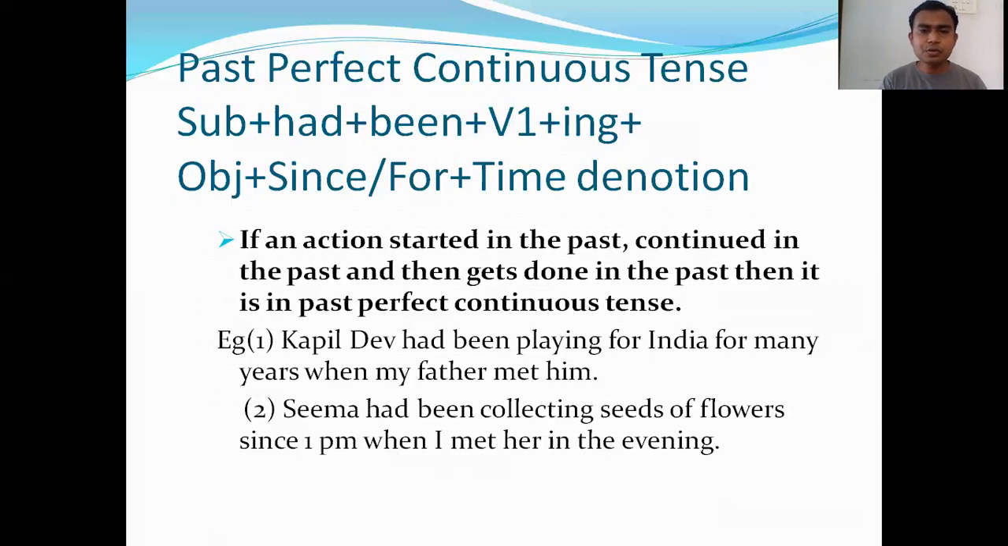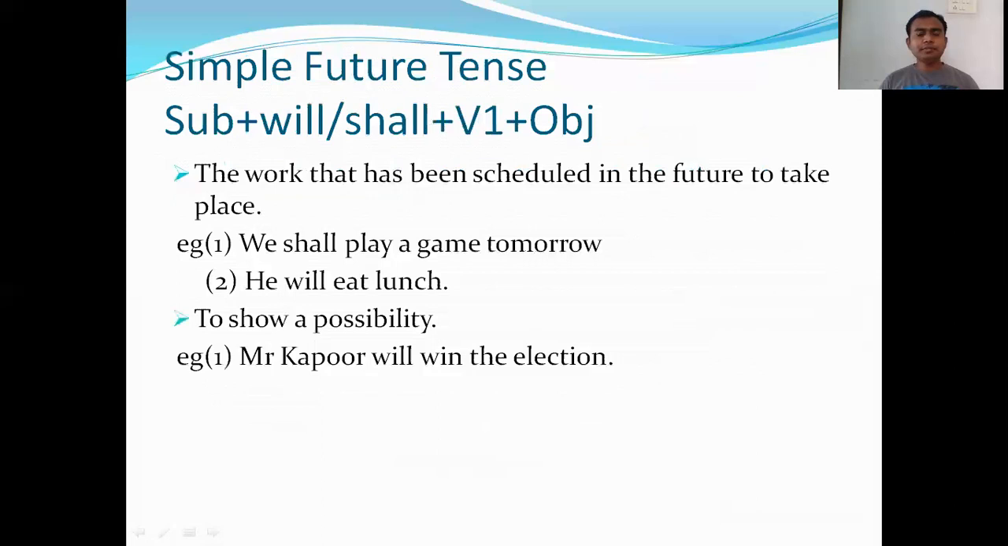So students, you must be noticing that here also we have used for and since. You can see here for, and you can also see here since. So for is used for many years, duration of time, and since is used with the starting point of time, 1 p.m. So whenever we talk about perfect continuous tense, we have to use since and for, that is denotion of time.